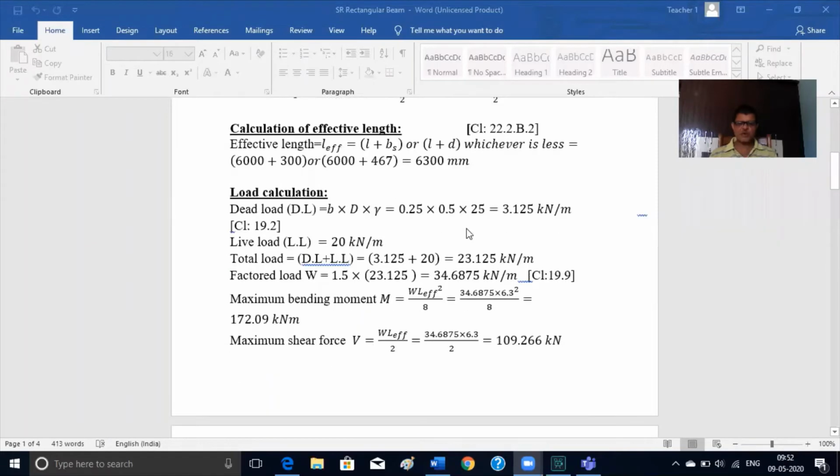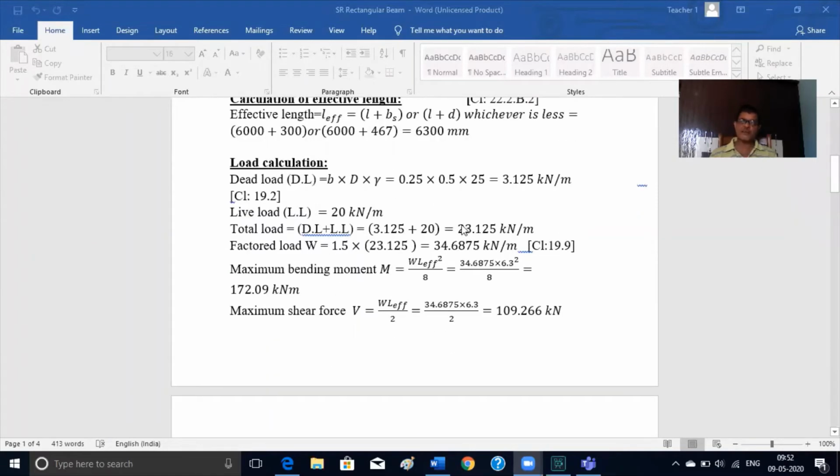So the next step is load calculations. What are the loads that will come? As we have discussed earlier, there will be dead loads and live loads in case of this kind of problem. Dead load is the self weight of the beam. The self weight of beam is given in clause number 19.2.